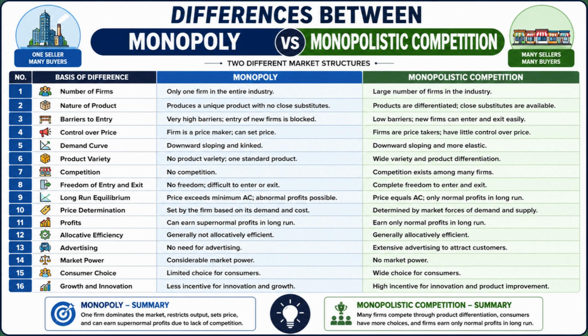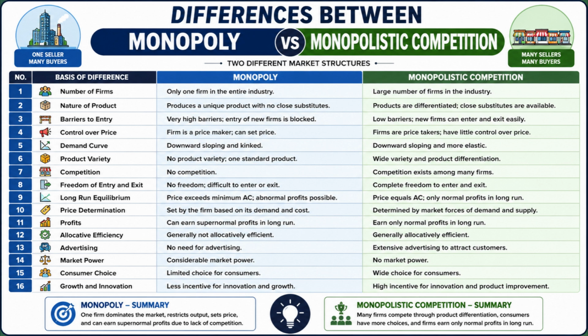Number 11. A monopolist can earn supernormal profits even in the long run, whereas firms in monopolistic competition generally earn normal profits in the long run. Number 12. Monopoly markets are often allocatively inefficient because prices exceed marginal cost, whereas monopolistic competition tends to be more allocatively efficient. Number 13. A monopolist usually has little need for advertising because there are no competitors, whereas firms in monopolistic competition spend heavily on advertising and branding.